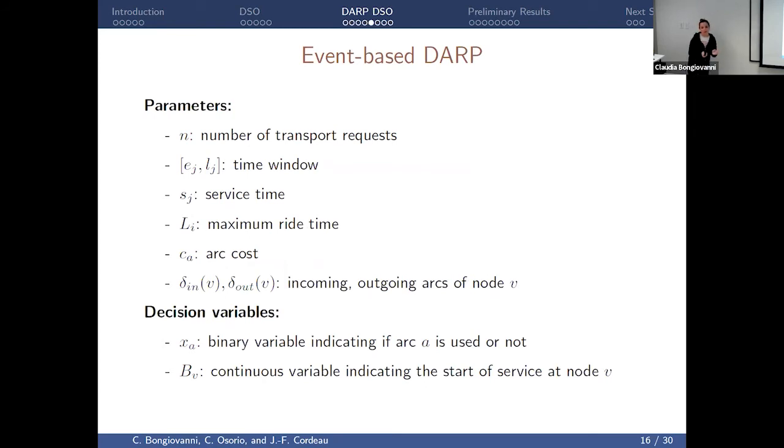In terms of the parameters, of course, we have a number of transportation requests. As I was mentioning, we have time windows, so we have earliest start time and latest start time at every tuple in the space. We have maximal ride times. We have our costs. And as for the decision variables, what we're trying to find is x_a, the binary variables that indicate if a certain arc is used, which means whether a certain state is used, of course, and b_v, which is the timing. It's a continuous variable indicating the start of service at each tuple that is visited.